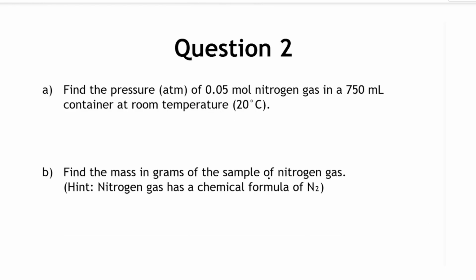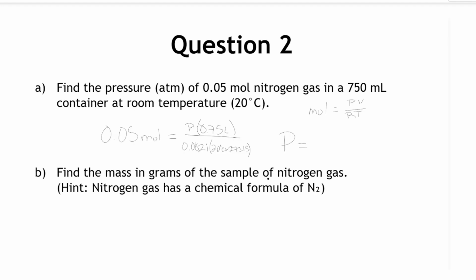Part A says to find the pressure in atmospheres of 0.05 moles nitrogen gas in a 750 milliliter container at room temperature. We know the equation moles equals PV over RT. We're given moles, volume, and temperature, and we know R is a constant, so we can solve for pressure. And we have to be careful here. We can't plug in milliliters because the equation requires liters, so we have to convert from 750 milliliters to 0.75 liters. We also have to convert Celsius to Kelvin, and we can do this by adding 273.15.